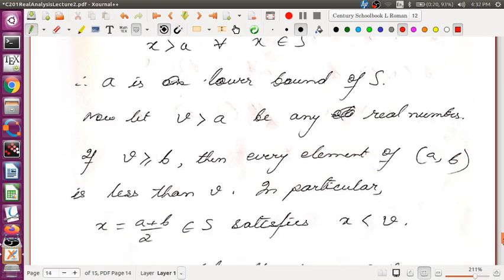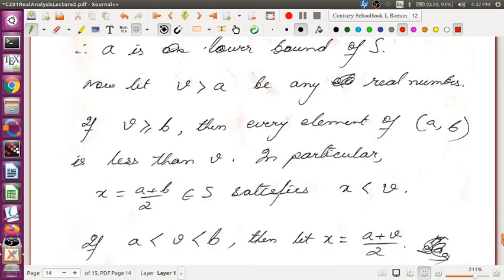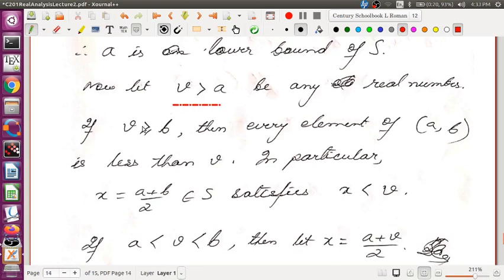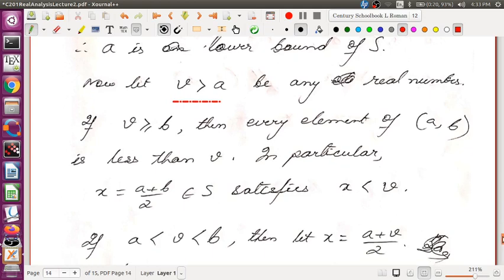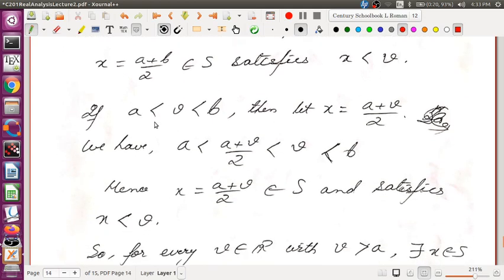Now I have to show that no number greater than a can be a lower bound. So let v belong to R be any number which is greater than a. So it may happen that v is greater than or equal to b. In that case, every element of (a, b) is strictly less than v. That's not a problem. In particular, x equal to (a+b)/2 belongs to S and satisfies x strictly less than v.